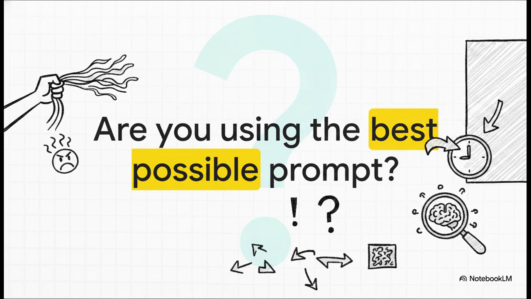Think about it. How do you actually know if you're using the best possible AI prompt? Honestly, most of us just kind of throw spaghetti at the wall. We tweak a word here, add an exclamation point there, and just cross our fingers hoping the AI suddenly gets what we want. It's a completely universal frustration, and let's be real, it wastes a ton of time.